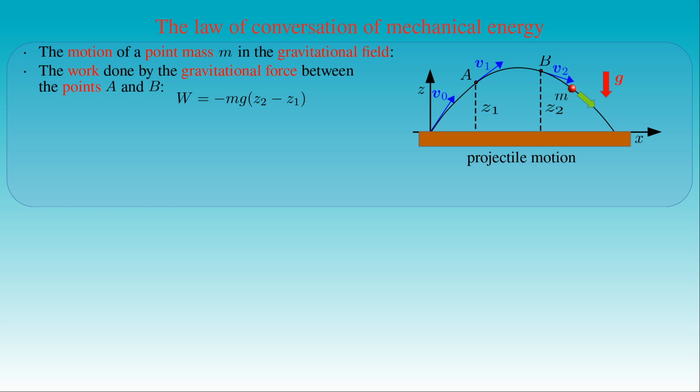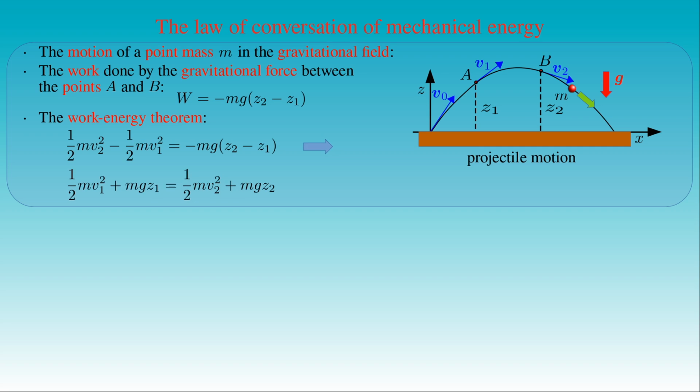If we substitute this result into the work-energy theorem, we can write that 1 over 2 times m times v2 squared minus 1 over 2 times m times v1 squared is equal to minus m times g times the difference between z2 and z1. Then we obtain the equation stating that 1 over 2 times the mass m times the square of the velocity v1, plus the mass m times the magnitude of the gravitational acceleration g times the height z1, is equal to 1 over 2 times the mass m times the square of the velocity v2, plus the mass m times the magnitude of the gravitational acceleration g times the height z2.